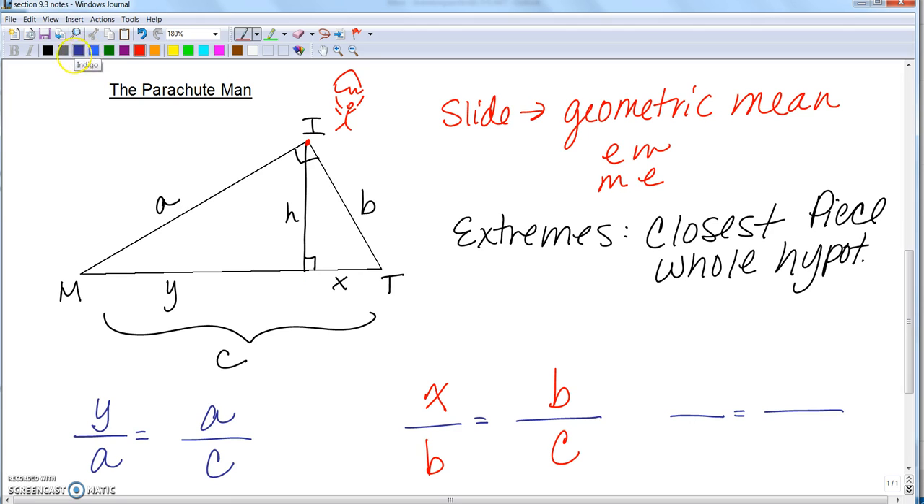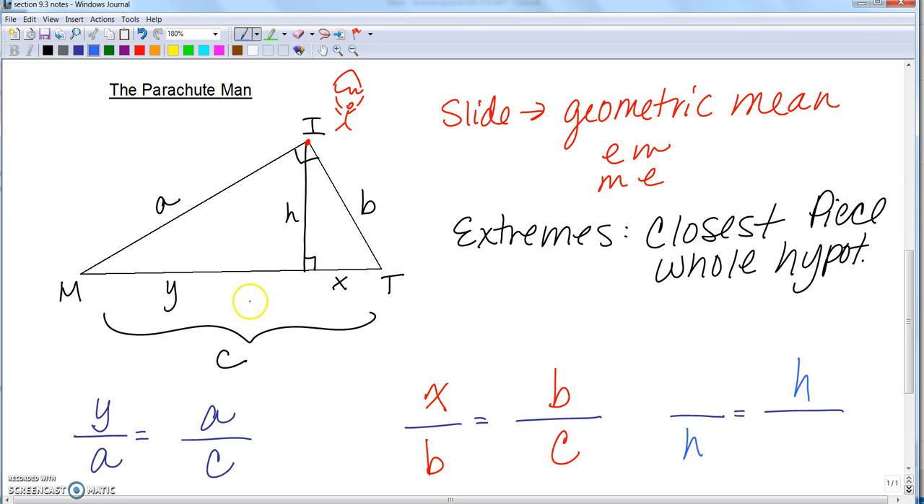So disclaimer here, what if parachute man comes in down the middle? Slide still goes in the bottom left, top right. So H is the bottom left, top right. But now, which one is the closest piece? Is it X or is it Y? You might be saying, well, it's evenly as close. It's right there. It's next to both.